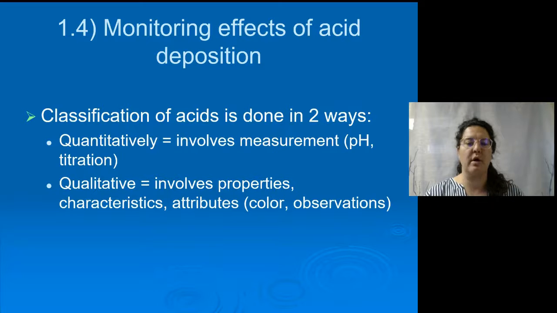So it's important for us to monitor the effects of acid deposition. And we can first classify our acids in two different ways. One is quantitatively, which involves measurement. So we can measure the pH of an acid, and we can do a titration of an acid. Or we can measure qualitative things, and this involves properties such as characteristics and attributes that we can observe with our five senses.